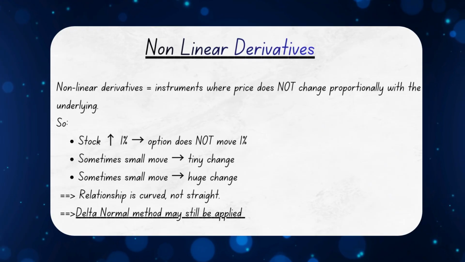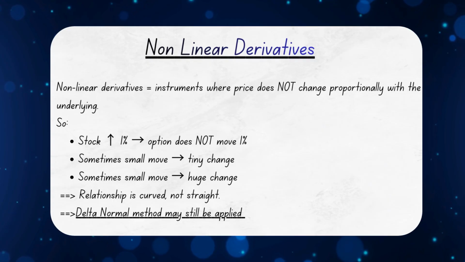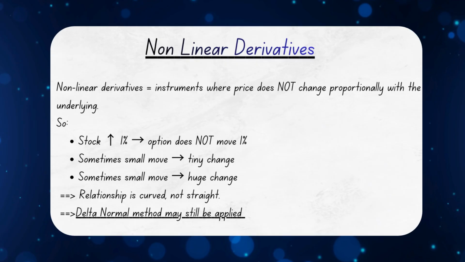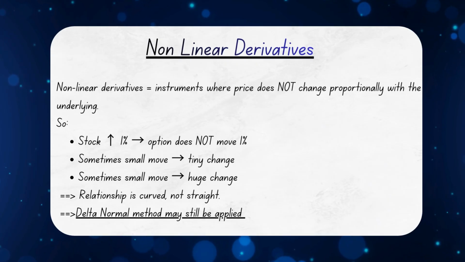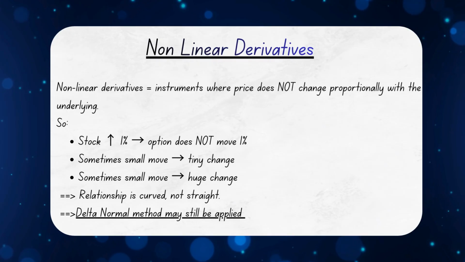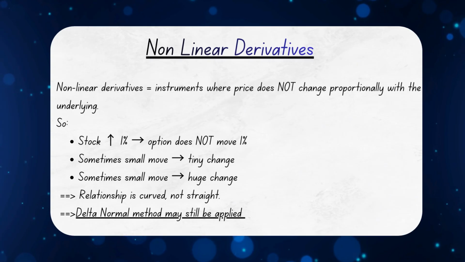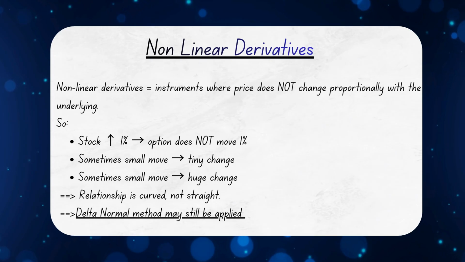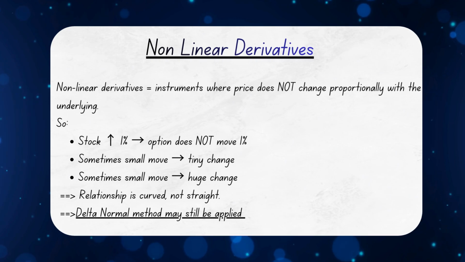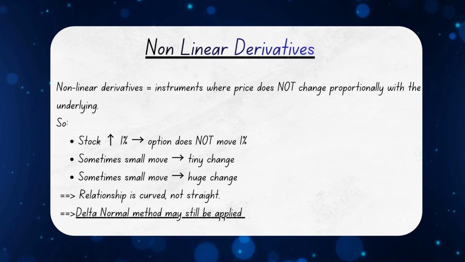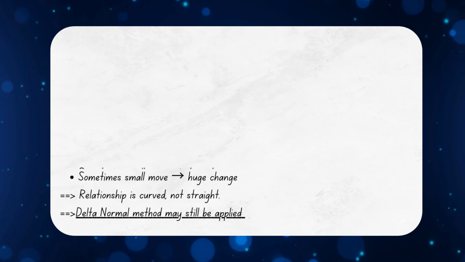All right, let's start with a basic idea. Not all derivatives move proportionally with the underlying asset. Some instruments are what we call nonlinear. So if a stock goes up 1%, the option doesn't necessarily go up 1%. Sometimes a small stock move causes only a tiny change in the option, and sometimes that same small move can create a huge change. Why? Because the relationship is curved, not straight. So even though we often use the delta normal method, we have to remember it's only an approximation here.